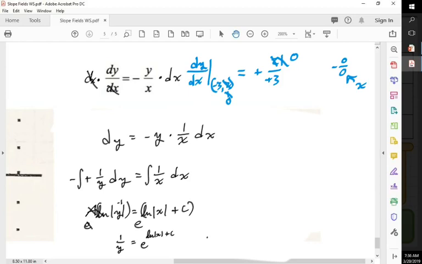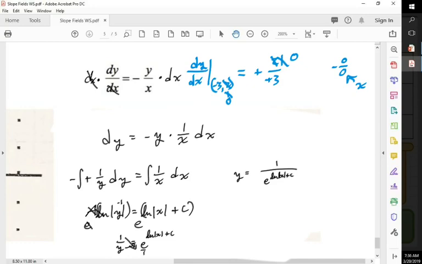And I'm going to do a little bit more manipulation here. I don't want to have the y in the denominator. And so what you could do is cross multiply and then divide and all this stuff. But essentially what's going to happen is the other side is going to be on the bottom of a fraction, and the y will not be on the bottom of a fraction anymore. So we would have y equals 1 over e to the natural log of x plus c. Now I'm going to do a little bit more simplifying.